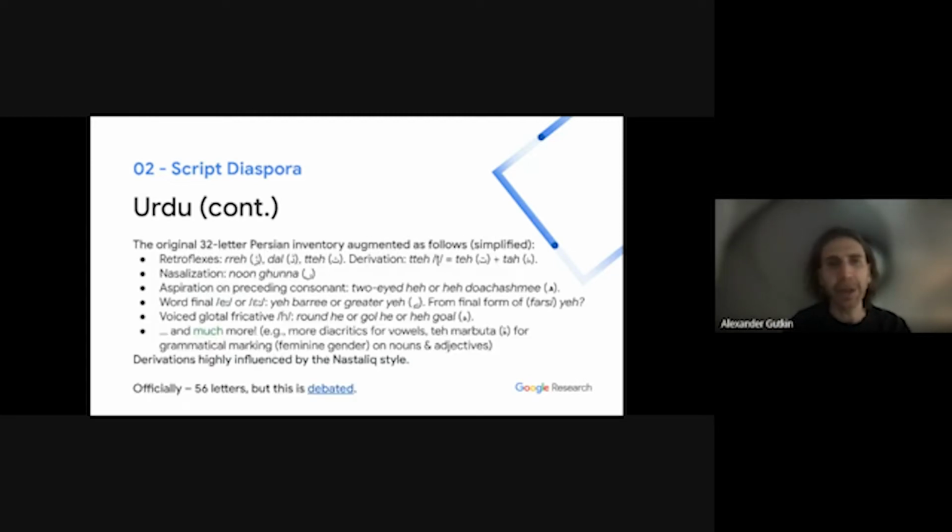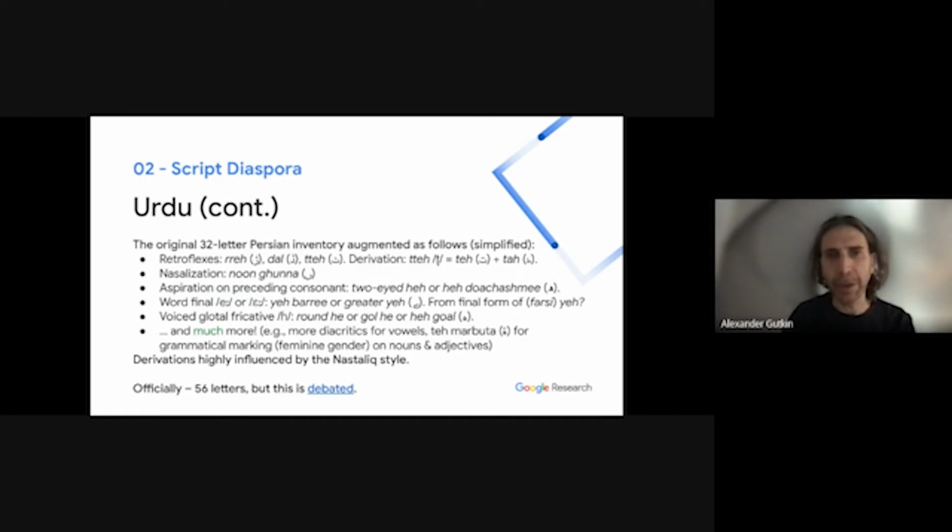This 32 letter set was augmented in several productive ways. So new letters were added for retroflex sounds. And those derivations are very interesting. So for example, retroflex T was derived from Arabic te plus Arabic ta, where the two rasm shapes were actually juxtaposed on top of each other. In addition, new shapes have been added for aspiration marking, as we mentioned above, for the two-eyed hey or hey do chashmi. New letter for nasalization, new letters for word final vowels, and much, much more.